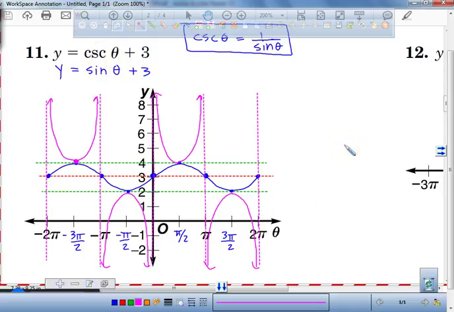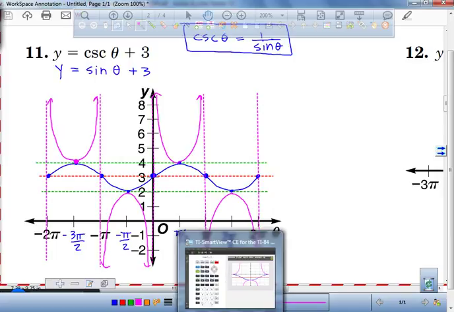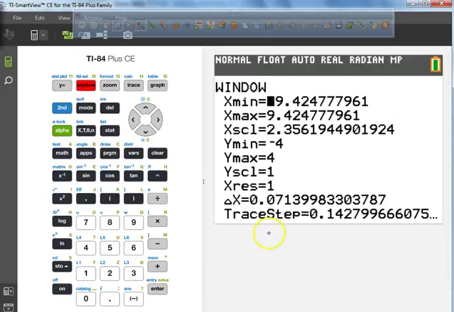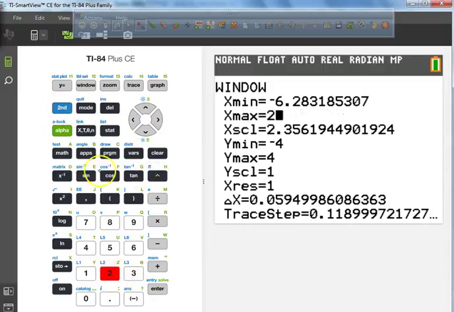So now we're going to use a graphing calculator so you can see what we did, step by step. Go to your graphing calculator. The first thing we're going to do is change our windows. So we went from negative 2 pi to positive 2 pi.